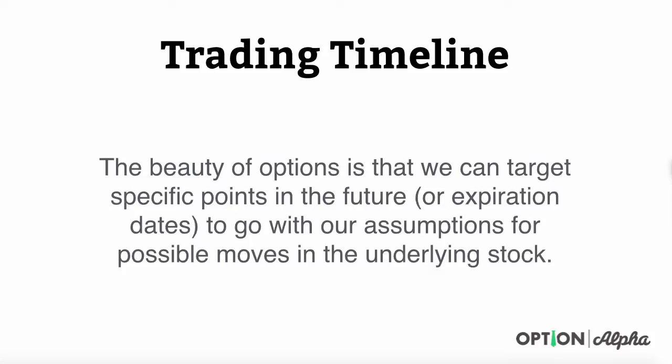I want to talk about trading timeline with your options trades because this can sometimes be a little bit confusing for people as you get started. With options, the beauty is that we can target specific points in the future, or expiration dates, to go with our assumptions for possible moves in the underlying stock, but it can sometimes be hard to know how far out we go, right? We have this ability with options to trade at any point in the future and target that expiration. Just when do we use it and when don't we? So we're going to go through that in this video.